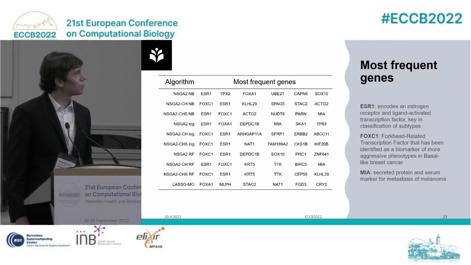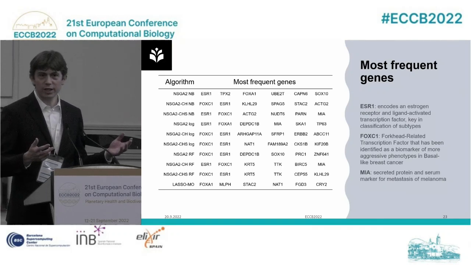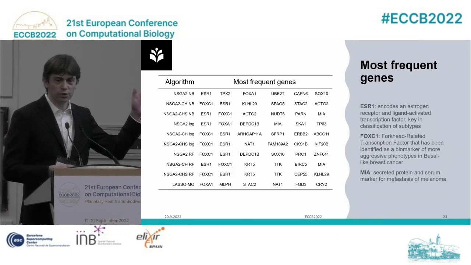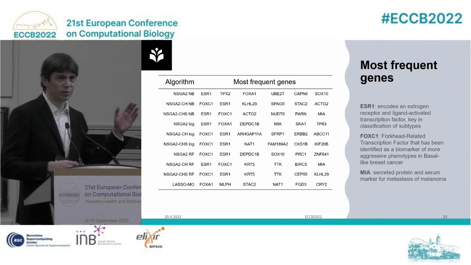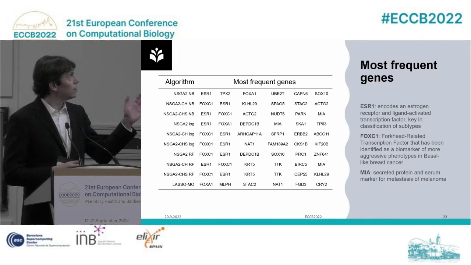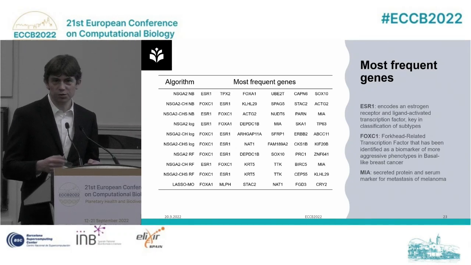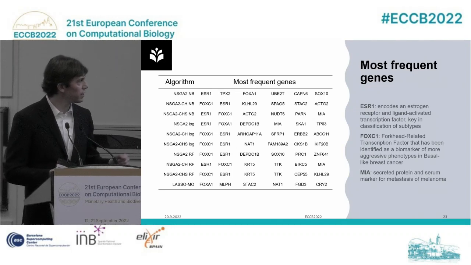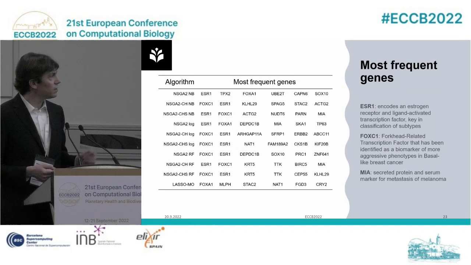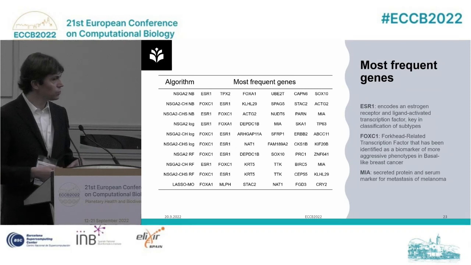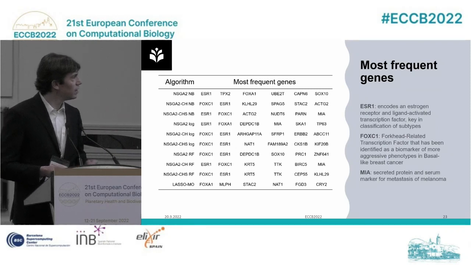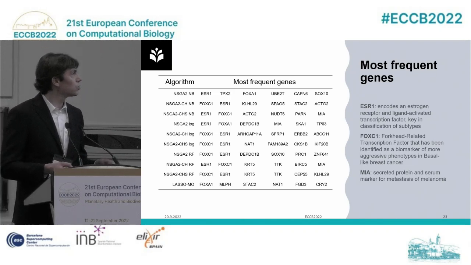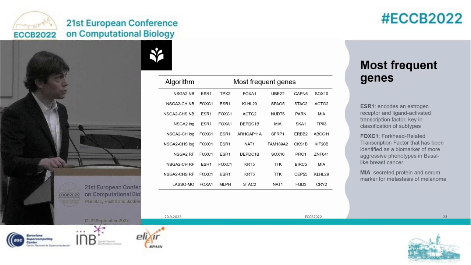So, this is one of the possible analyses that one can do, taking into account the combination of main algorithm and inner algorithm. You can look at the genes that are more frequently selected. In this case, we have the six genes that are most frequently selected by each algorithm. And you can check in the literature what is the expected importance of these genes in cancer. And you can also perhaps find some new relationships.